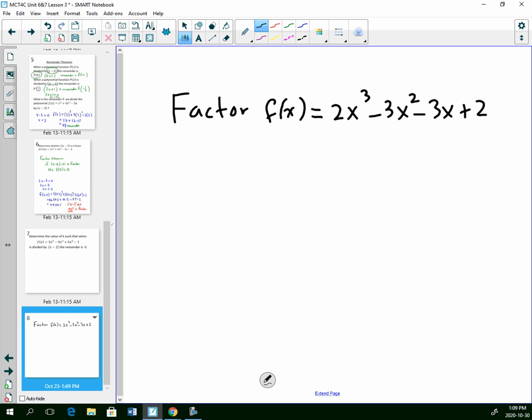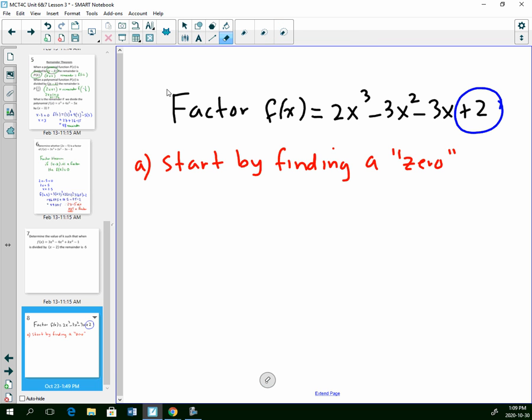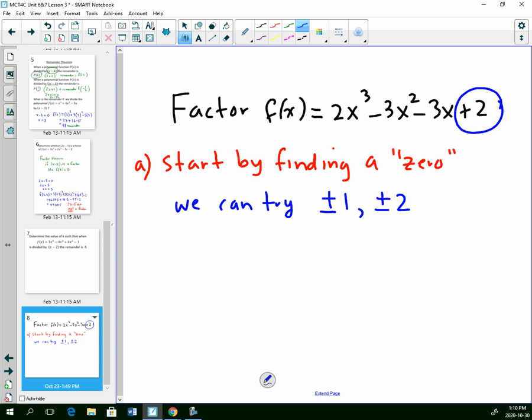So I want to start by finding a 0. So I want to start by finding a number that when I plug it in, it's going to give me 0. What numbers can I try? Well, I look at the constant. The constant is 2. So we can try, well, 1 goes into 2, so we could try positive 1 or negative 1, and 2 goes into 2, so we could try positive 2 and negative 2. All right, we could try those 4 numbers, and we want to get a 0.